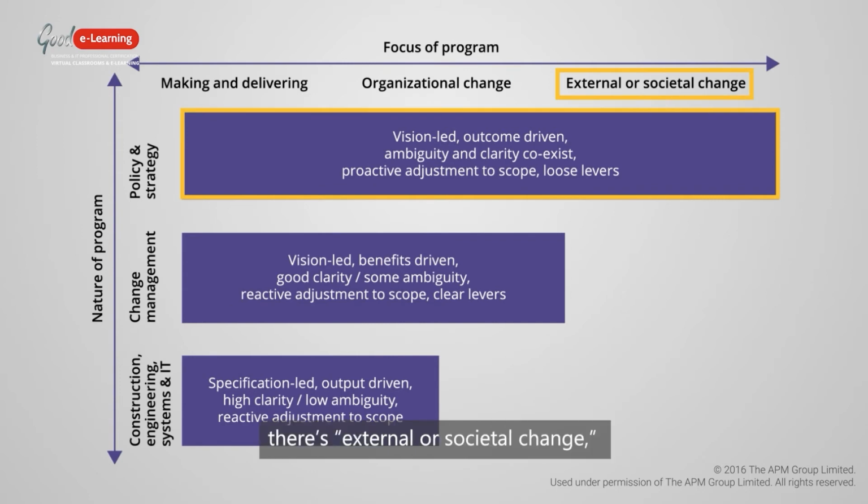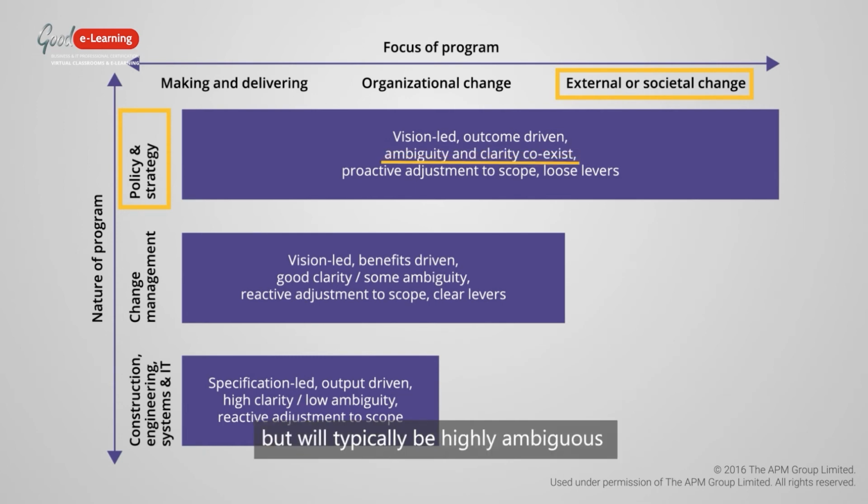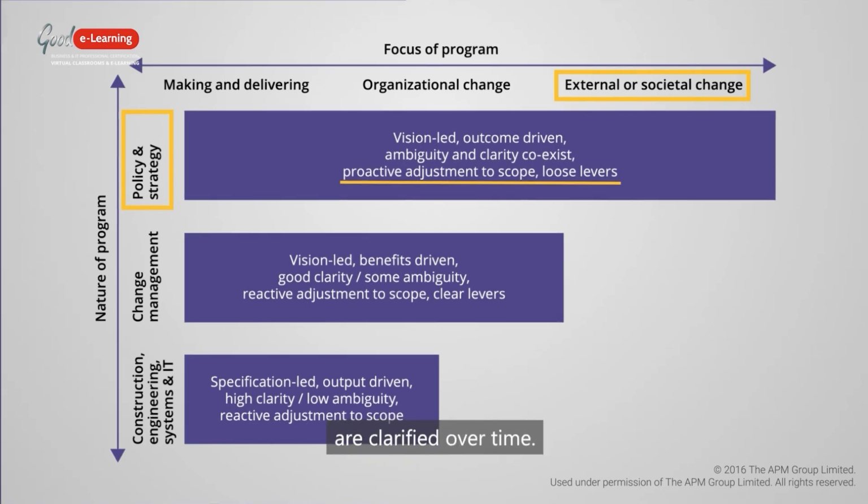Finally, there's external or societal change, where the change is focused on interventions and improvements in society. For this, the program will be driven by the desired outcome, but will typically be highly ambiguous and complex to define in terms of what it will involve. The scope may need to be adjusted as ambiguities are clarified over time.